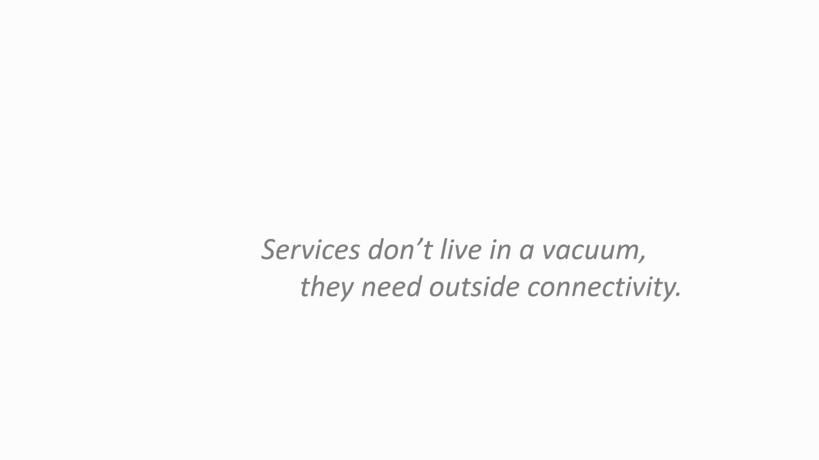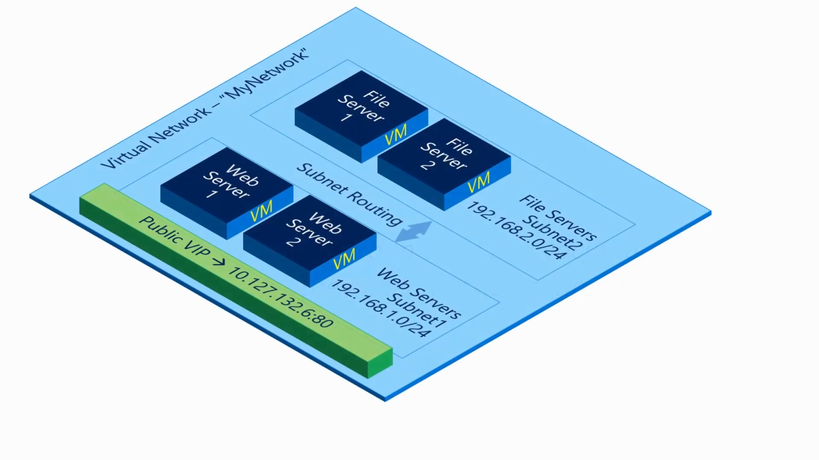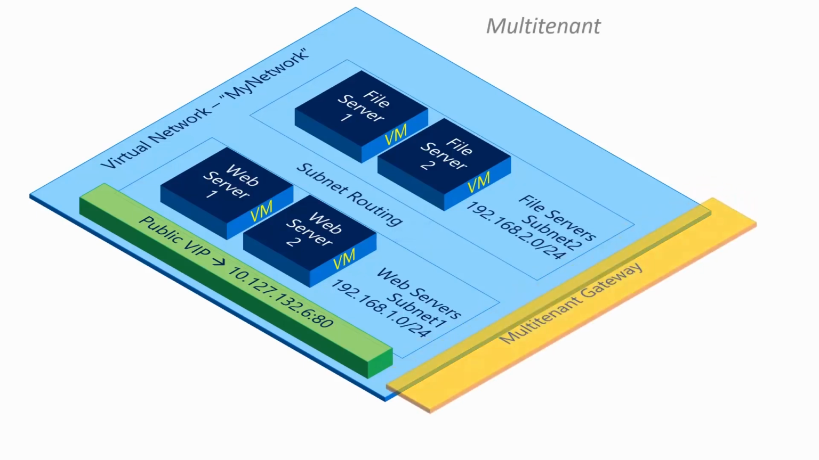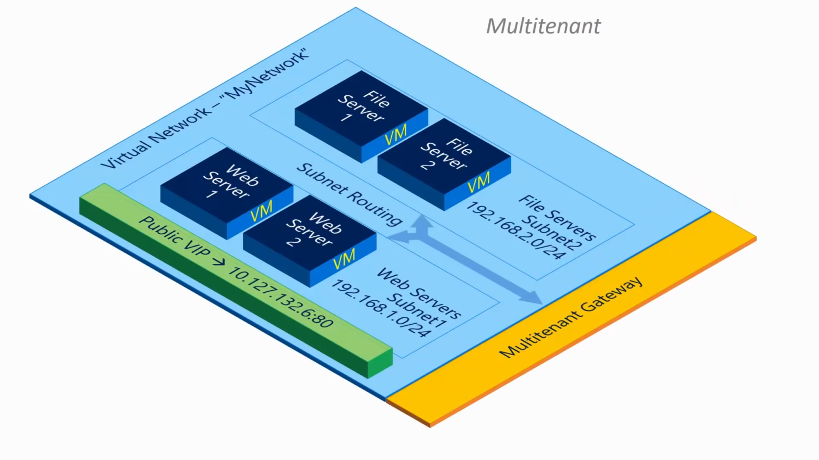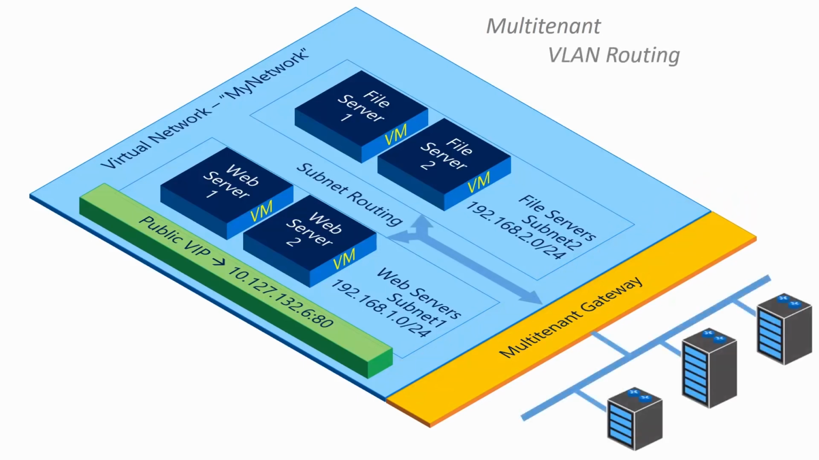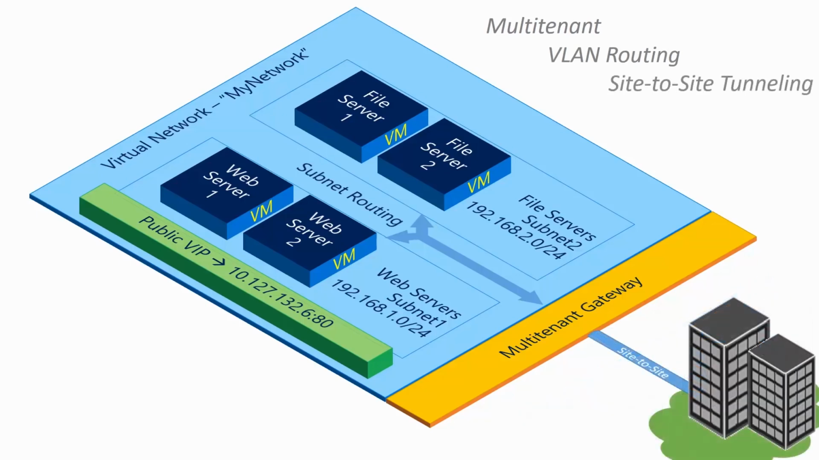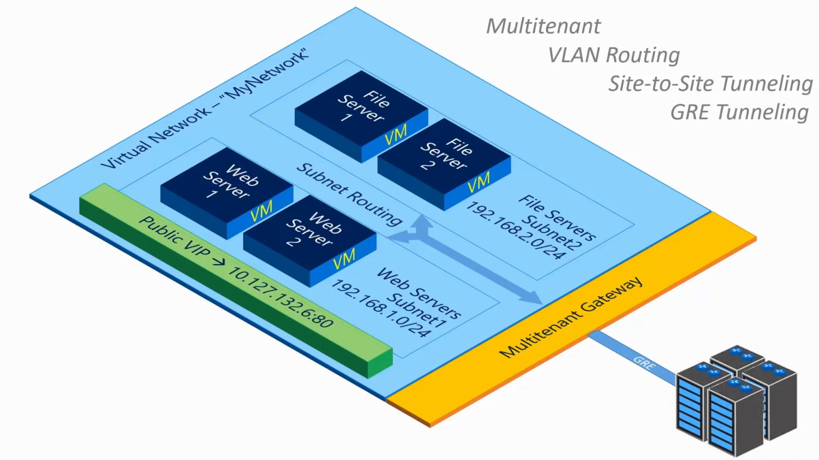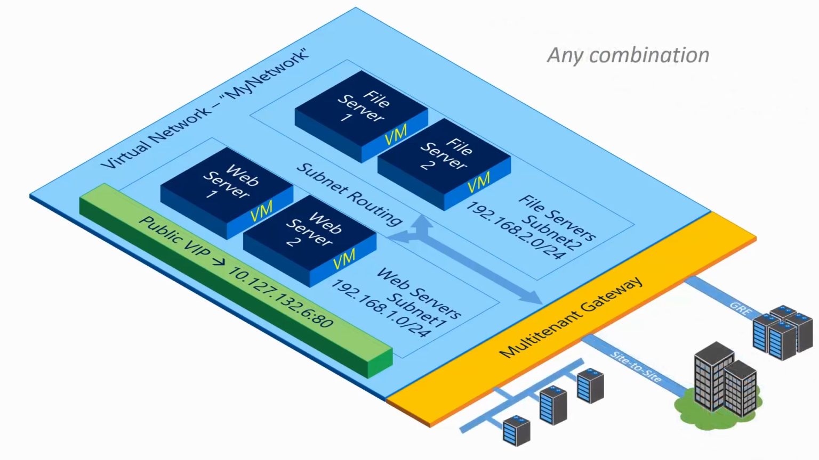For that, SDN provides hybrid connectivity to the networks containing other existing services in the same or remote data center. The application owner defines their own gateway configuration that once again uses shared infrastructure to connect to the outside world with minimal involvement from the network admin. Types of gateway connections are as flexible as the needs of the application and include multi-tenant VLAN routing, site-to-site tunneling, GRE tunneling, or any combination of the three.